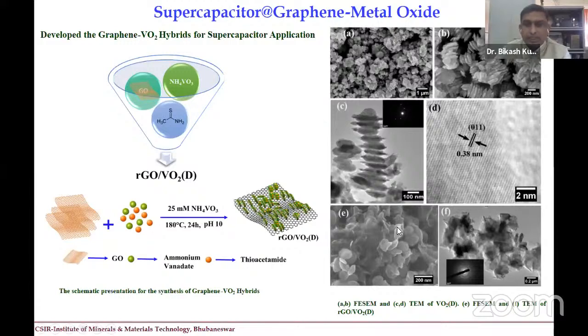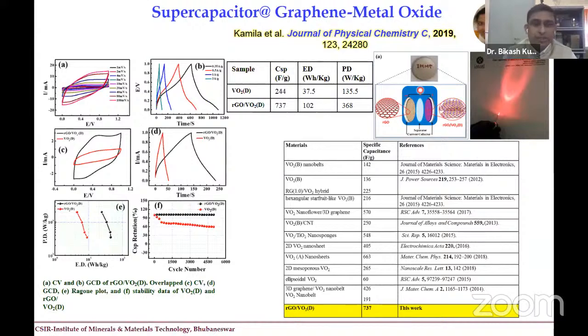After synthesis, we have done a lot of characterizations. Then we checked the supercapacitance property. This is the CV and GCD; all the electrochemical properties we have evaluated. We were able to achieve 737 Farad per gram. It is very interesting that when we started from graphene, we developed 196 Farad per gram. Now, switching to making hybrids with metal oxides, we were able to reach about 737 Farad per gram. So this material is quite interesting.